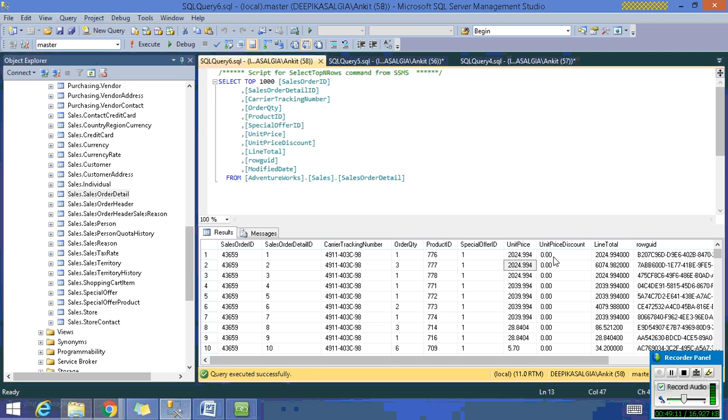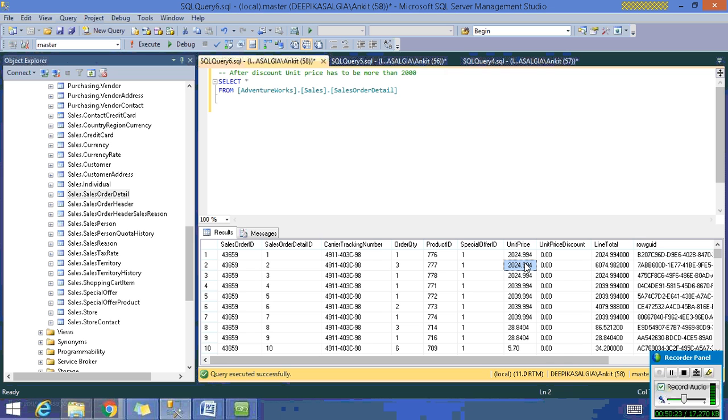So let's say if the discount is 200 in here. You only want to see those unit prices where the unit price after discount is greater than 2000. So let's say if I ask you in the store, what are all those products that will cost me $2,000 after discount? How do you do that? So if you subtract the unit price discount from the unit price, it has to be greater than 2000.